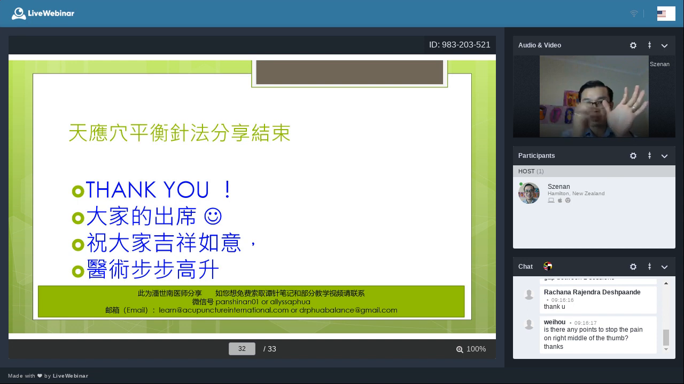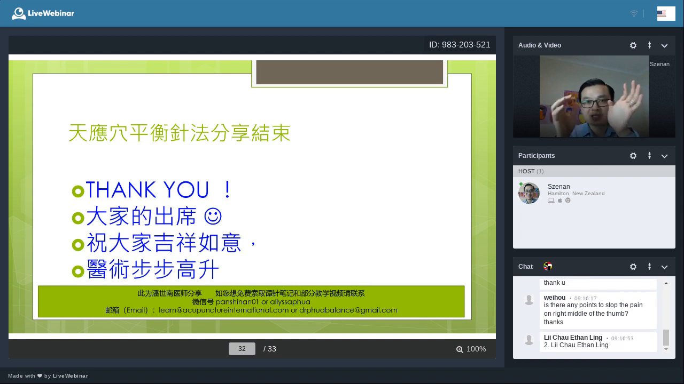When you needle the thumb, it's going to be painful because it's so sensitive. So you use very thin needles on it. Okay. Anything else?